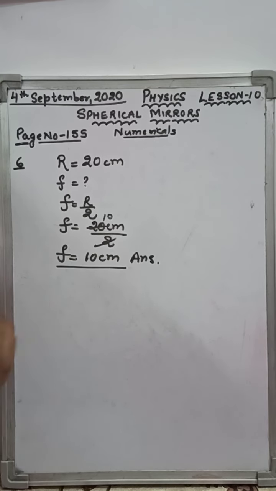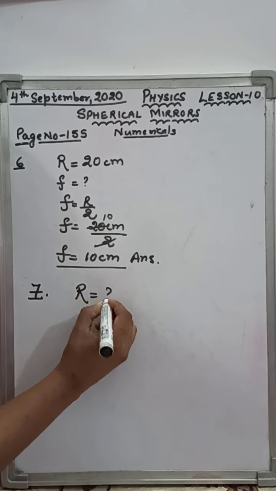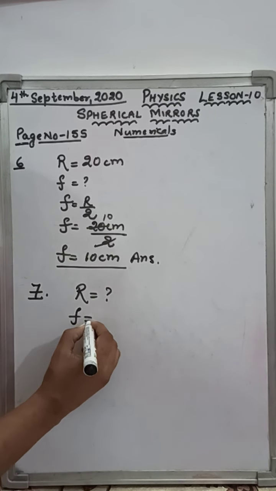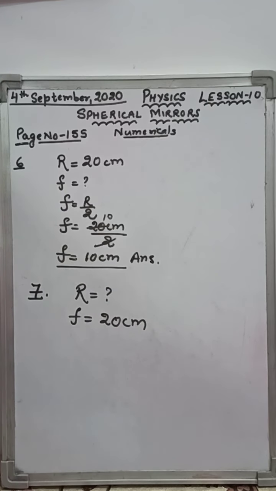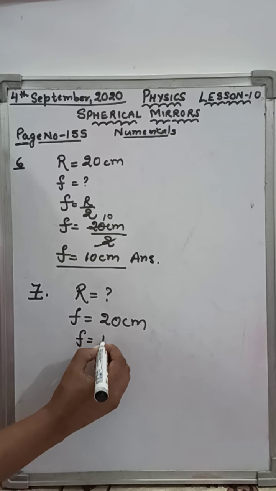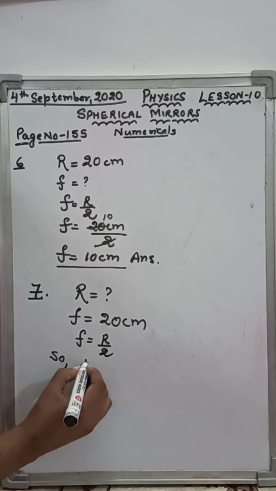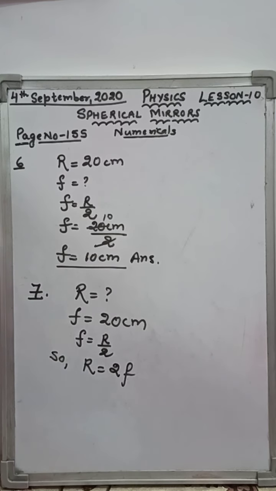Now question number 7. This says to find the radius of curvature of a concave mirror, when the focal length of the concave mirror is given to us, 20 centimeter. So we know the relation f is equal to r by 2. So radius of curvature will be twice the focal length, that is r is equal to 2f.